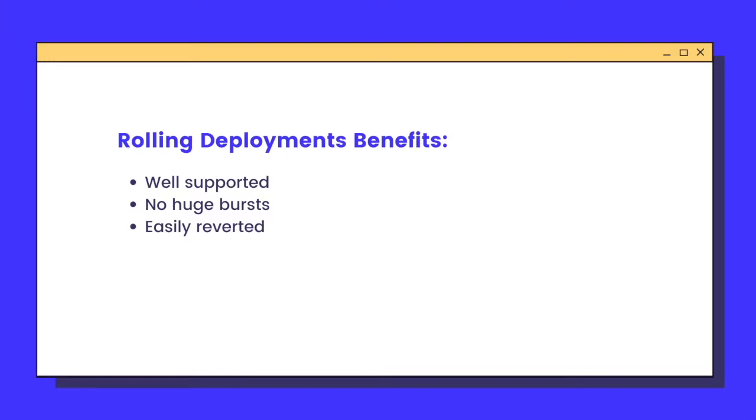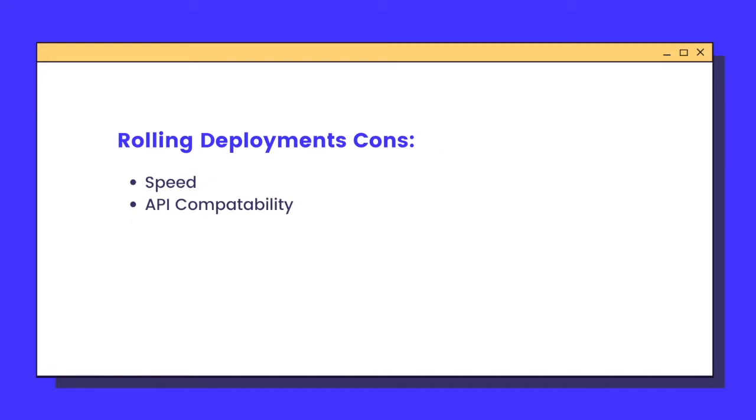And rolling deployments are easily reverted. If in the course of an upgrade you notice problems, it's usually easy to reverse the rolling deployment by just going in the opposite direction, removing a red, adding a pink. You can go in the opposite direction as well to roll back, which is an important characteristic of deploying, because things always go wrong. The downsides of rolling deployments are they can be slow to run.